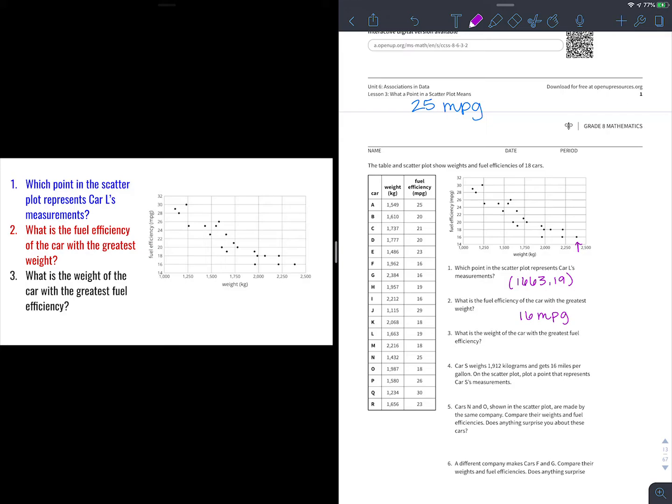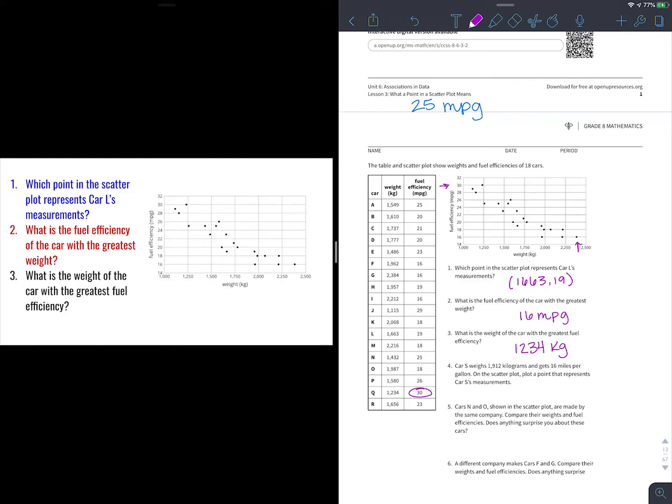What is the weight of the car with the greatest fuel efficiency? Now I'm looking at the greatest fuel efficiency, which looks to be here. To estimate that, I might go to my table and say, well, the miles per gallon I'm looking for is 30, which is right here. So I can get a more accurate value, which is 1,234 kilograms.